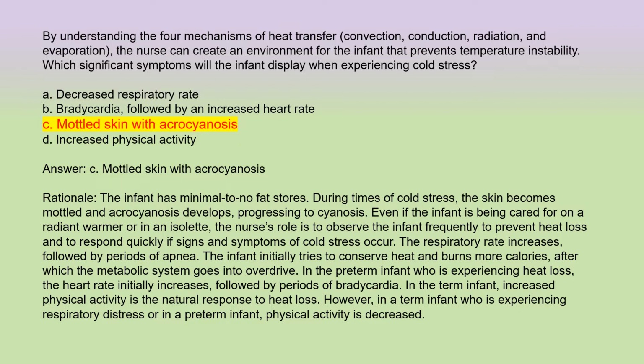The respiratory rate increases, followed by periods of apnea. The infant initially tries to conserve heat and burns more calories, after which the metabolic system goes into overdrive. In the preterm infant who is experiencing heat loss, the heart rate initially increases, followed by periods of bradycardia. In the term infant, increased physical activity is the natural response to heat loss. However, in a term infant who is experiencing respiratory distress or in a preterm infant, physical activity is decreased.